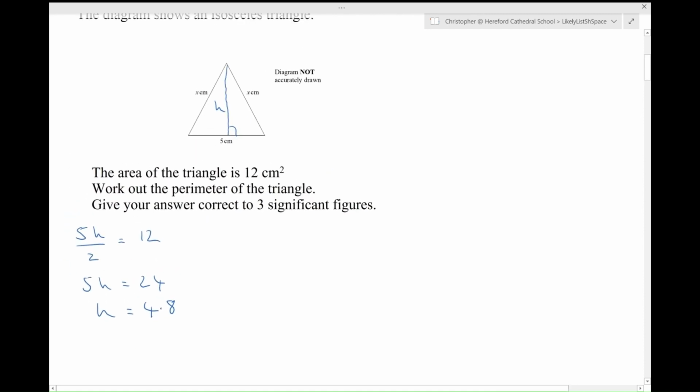Right, now let's have a look at 1/2 of this triangle. It looks like that. That's the height, that's a right angle, that's 2.5, and that is x. Well, that's going to enable me to find x using Pythagoras. x squared will equal h squared, well h is 4.8, so that's 4.8 squared, plus 2.5 squared.